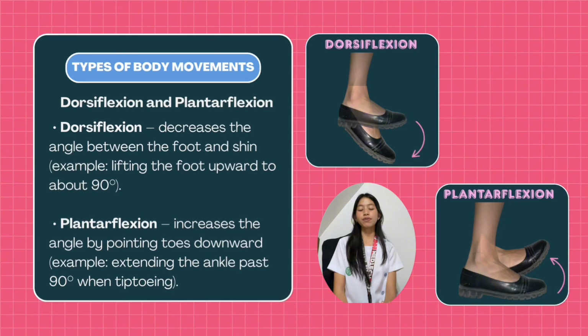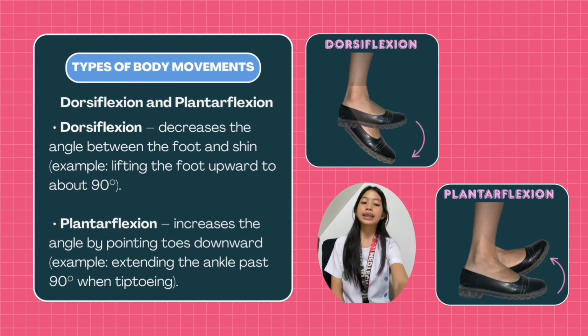Next, we have dorsiflexion and plantar flexion. Dorsiflexion decreases the angle between the foot and shin. For example, lifting the foot upward to about 90 degrees. While plantar flexion increases the angle by pointing toes downward. For example, extending the ankle past 90 degrees when tiptoeing. Dorsiflexion is lifting the foot upward toward the shin. Plantar flexion is pointing the toes downward, like when you stand on tiptoe.